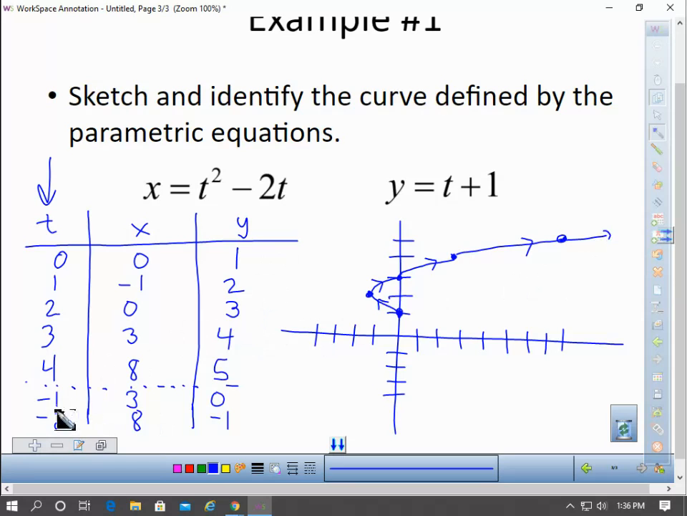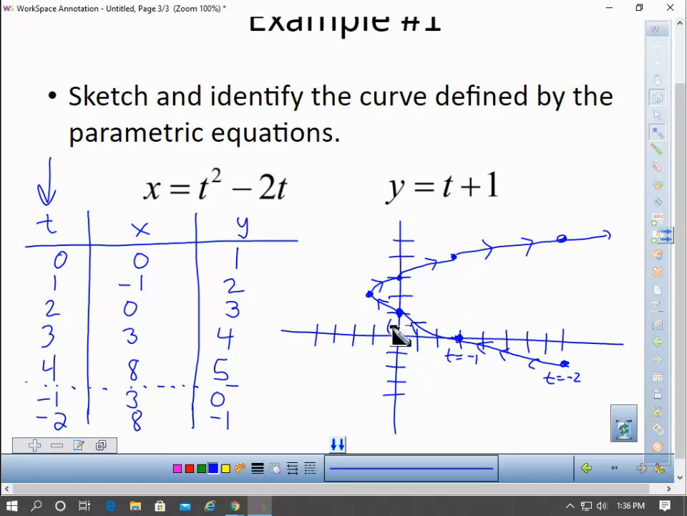So then when I graph these over here for the -1 and the -2, I was at 3, 0, and then I was at 8, -1. So 8, -1 would be down here. And so this was traveling this way. So this was when t was -2. This is when t is -1. And it's coming this way, traveling this way. So you put the little arrows on here to show which way this thing is traveling.